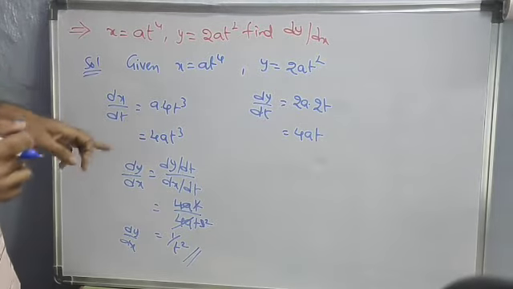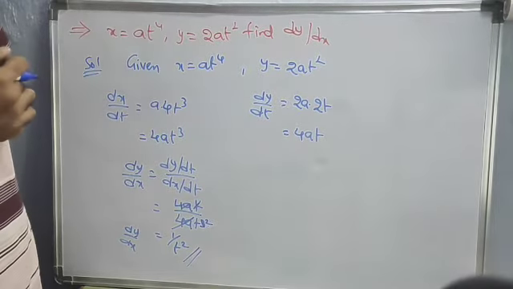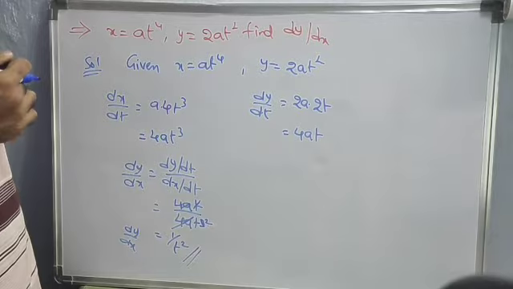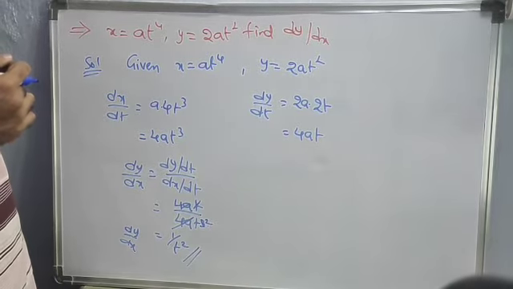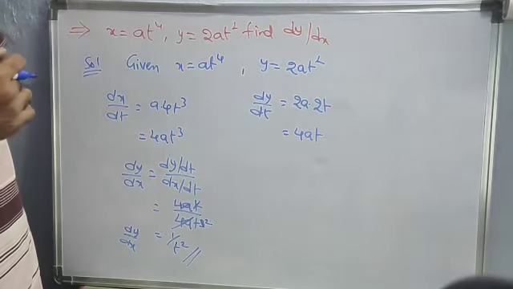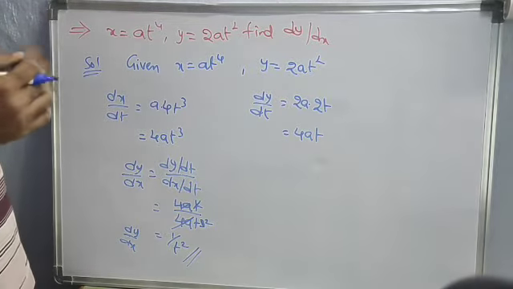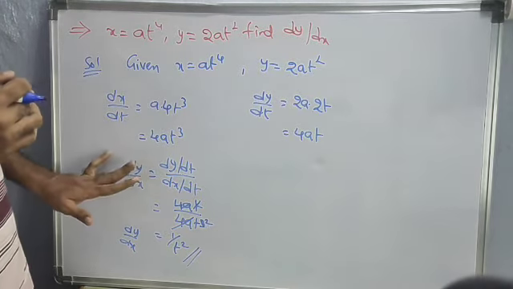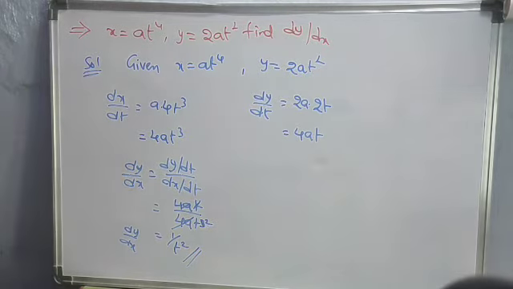Understand? So here x, y are the variables in parametric form. What is the independent variable? t. In this problem, what is the independent variable? t. Like that, you can find the dy by dx value. Understand? Right, now I am taking another problem.